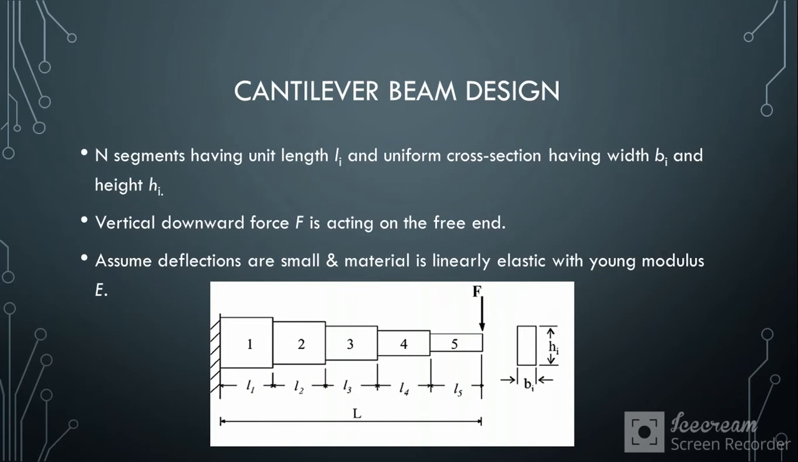Now back to our main problem, which is the cantilever beam problem. Let us study the cantilever beam design. As we saw in the picture, a cantilever beam has multiple segments, 5 in our given diagram. So we have a total of 5 segments. Each segment has unit length and uniform area, having width b and height h, and a vertical downward force F is acting on the free end. We assume that the deflection is very small in the beam and the material is linearly elastic with Young's modulus E.